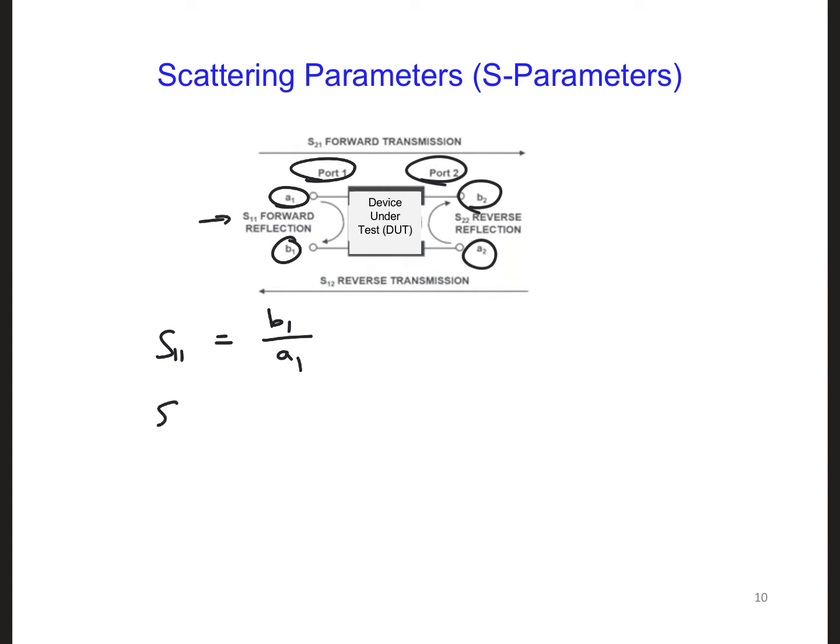Forward transmission would be S21. It's B2 over A1. The reverse reflection would be S22, and that's B2 over A2. And so using this guide, how would you define the reverse transmission?